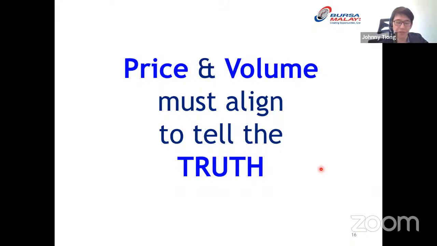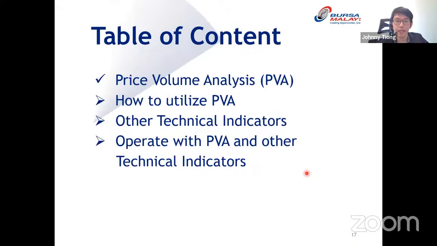Very most important: if after these 2 hours you cannot learn anything, you just need to remember that price and volume must align to tell the truth. This is the most important keyword. So we talk about price volume analysis, just a brief one. The bullish candle, bearish candle, and then the momentum of the candle. Zone 1 is buyer, zone 2 is equal, and zone 3 is seller.